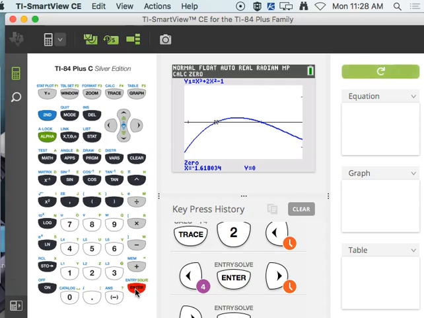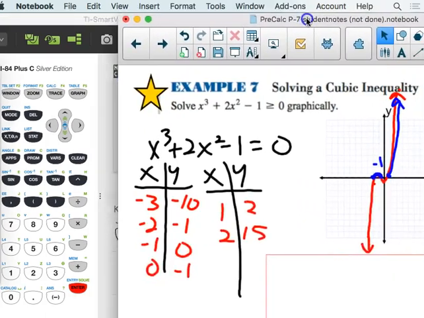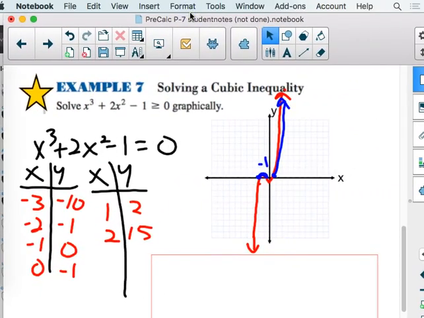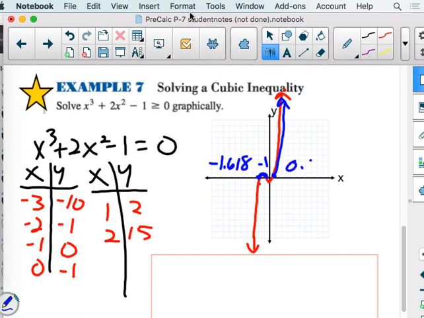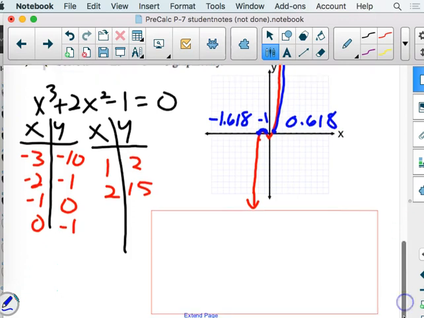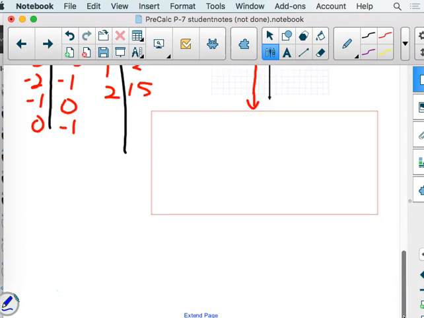Negative 1.618. Okay, so 1.618, 0.618. Yeah, there it was. So now we just have to describe that with interval notation and say, okay, we want from here to here, and then we want that. So help me out. How do we do that? How do we describe all of that?